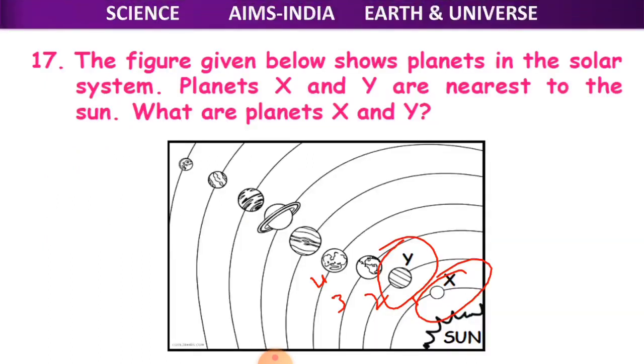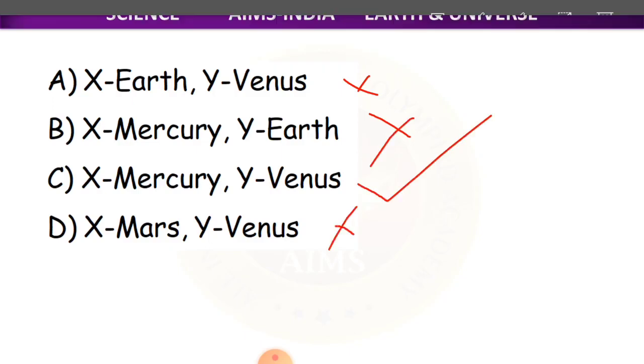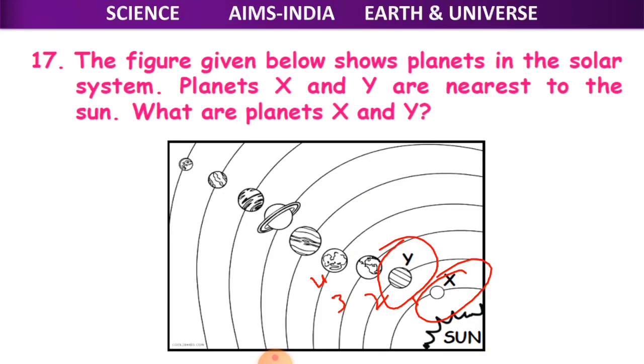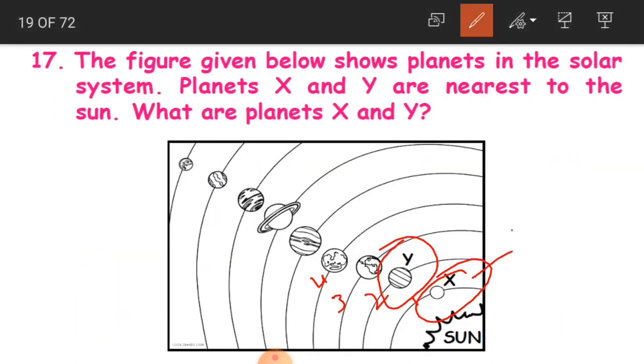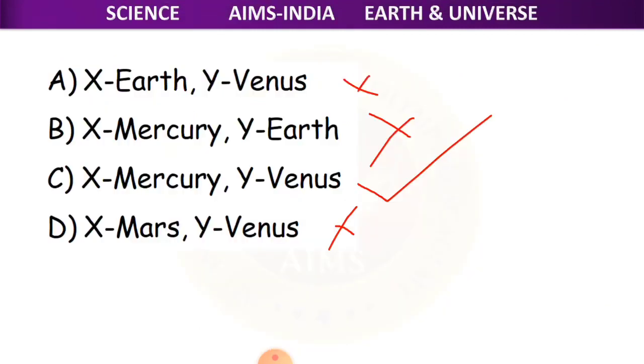Wrong. X Mercury, Y Earth. Wrong. X Mercury, Y Venus. This is right. And again this last one is also wrong. So here X, that is the first planet, is Mercury and the second one is, sorry, just a minute children. The first planet here is Mercury. Okay, and the second one is Venus. Clear?